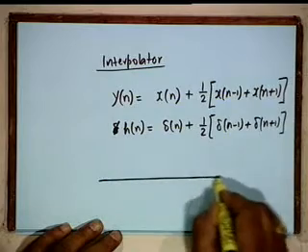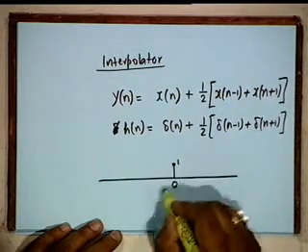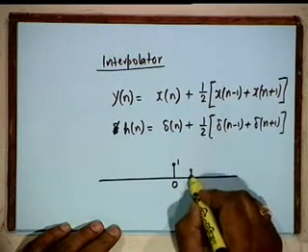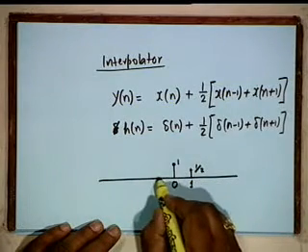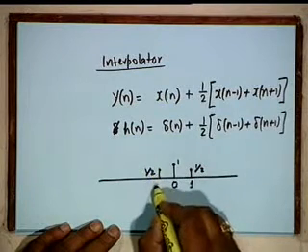And if I plot it, it shall have a sample of 1 at n equal to 0. At n equal to 1, it shall have a sample of half, and at n equal to minus 1, again it shall have a sample of amplitude half.